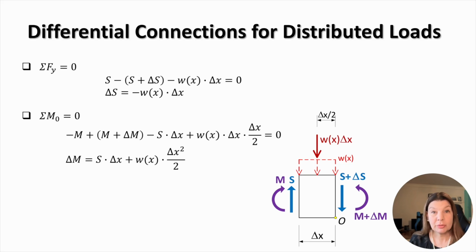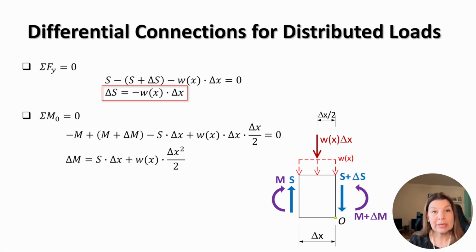We now apply equilibrium equations to the small beam element in order to derive the differential relationships between distributed load, shear force, and bending moment. First, applying equilibrium in the vertical direction, the sum of forces in the y direction must equal 0. And this gives the relationship delta S equals negative w of x multiplied by delta x. This expression shows that the distributed loading causes the shear force to vary along the beam.